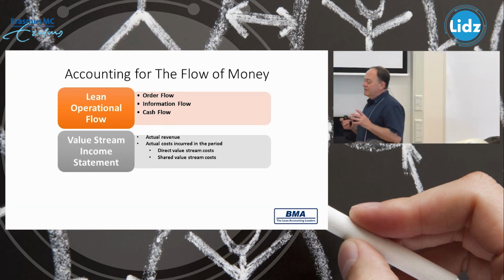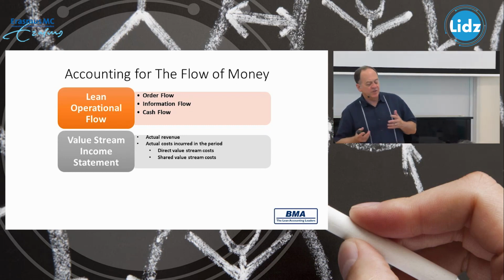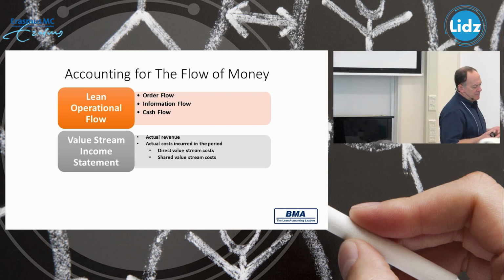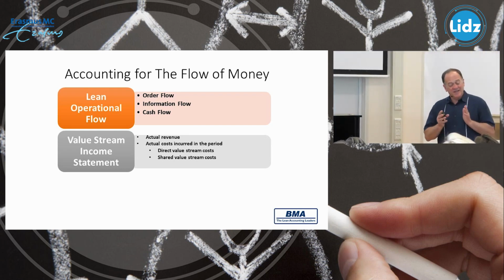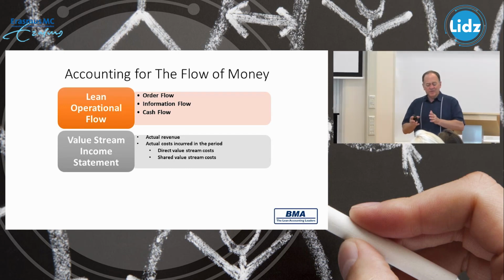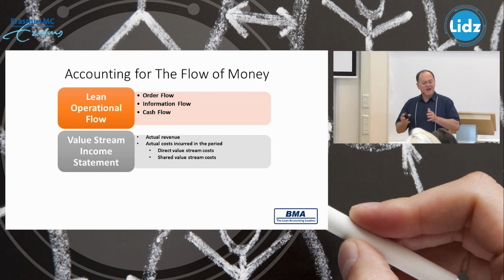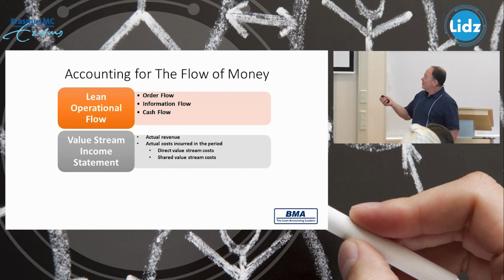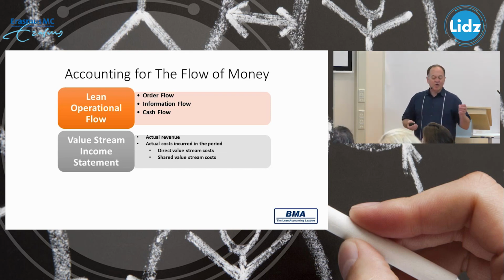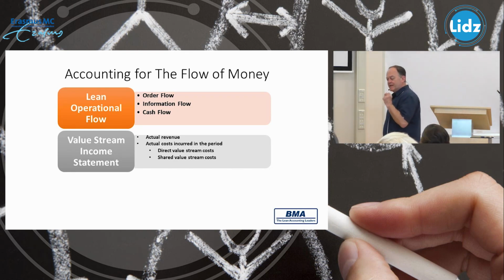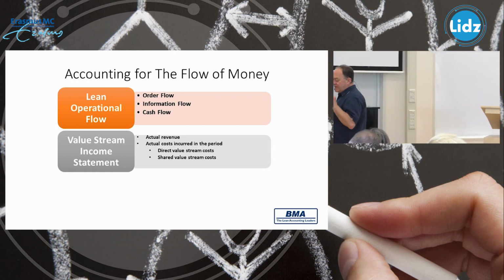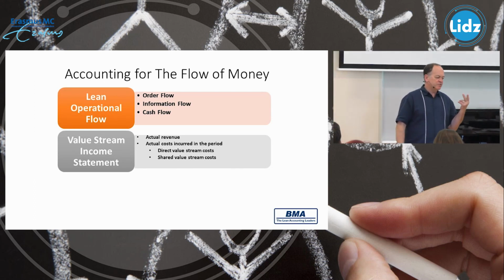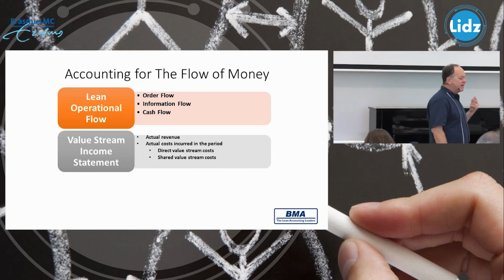The idea behind the value stream income statement is to be able to measure the flow of money through the value stream. It may not be exactly cash. We're going to try to somewhat follow accounting practices, but it's the actual revenue, and then it's the actual costs incurred during that period. And we look at direct costs and we look at shared costs. I'm going to explain those in a few slides.